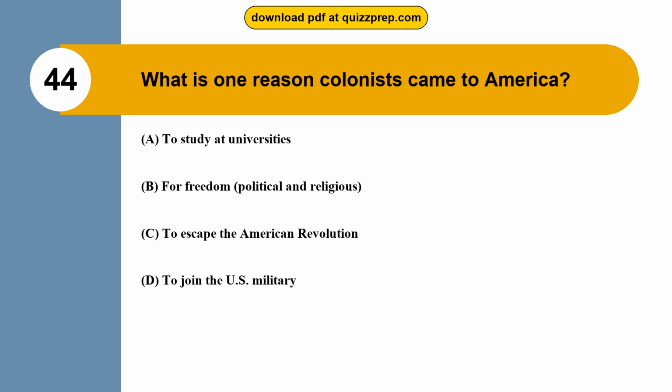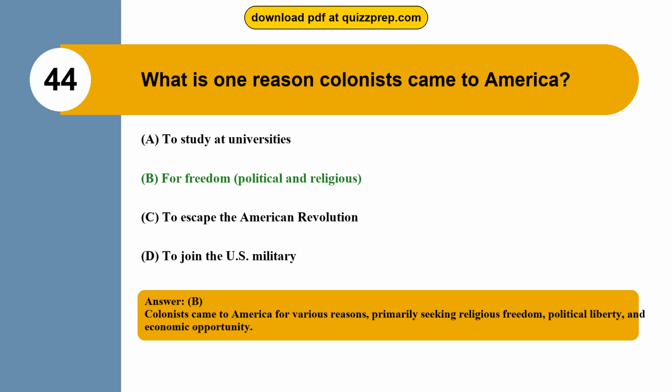Question 44. What is one reason colonists came to America? Option A. To study at universities. Option B. For freedom, political and religious. Option C. To escape the American Revolution. Option D. To join the U.S. military. The correct answer is option B, for freedom, political and religious. Colonists came to America for various reasons, primarily seeking religious freedom, political liberty, and economic opportunity.